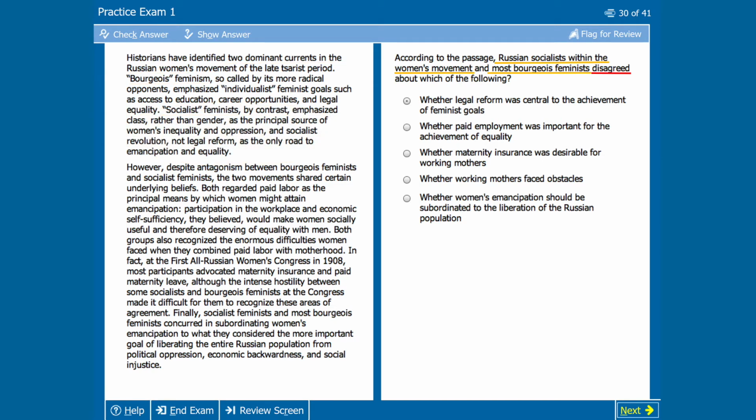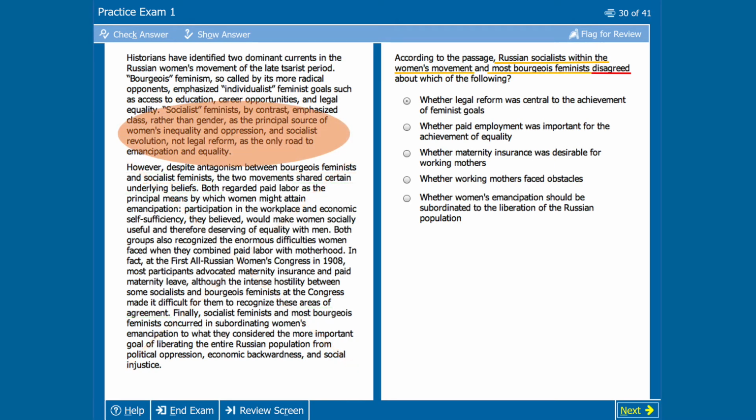If we quickly look at the second paragraph to confirm, we should notice that the topic sentence starts with however, which tells us that this paragraph is switching ideas away from the differences in the paragraph before. It then goes on to say that bourgeois and socialist feminists shared certain underlying beliefs. So this paragraph is probably focused on the similarities between the groups, not the differences. Scanning the rest of the second paragraph, we should see even more similar language. Both, areas of agreement, concurred, etc. So this paragraph isn't going to talk about differences, and we can safely ignore it.